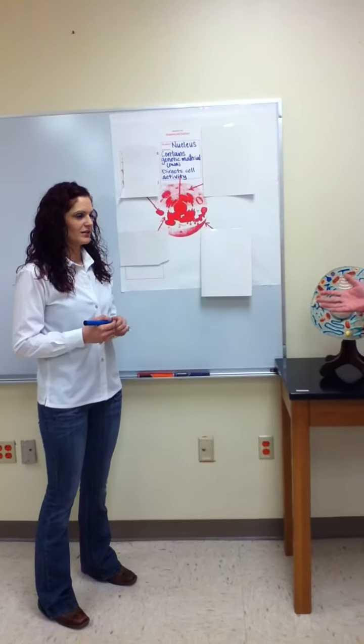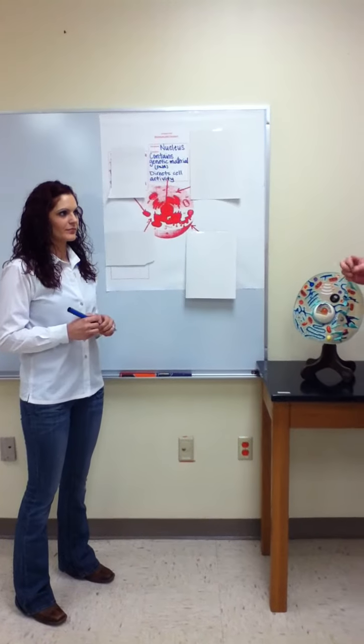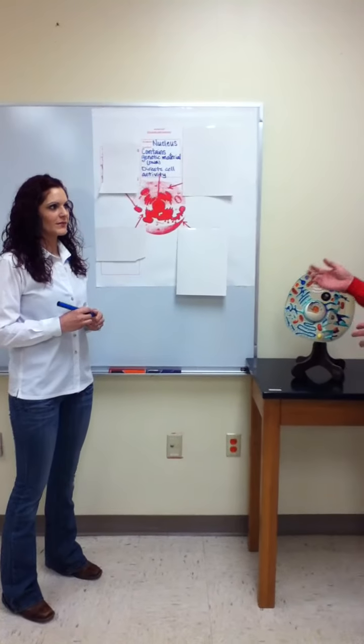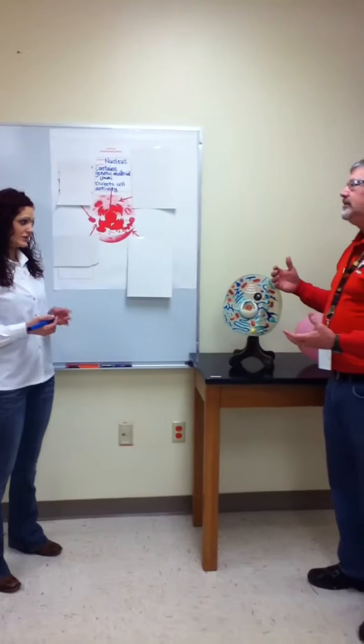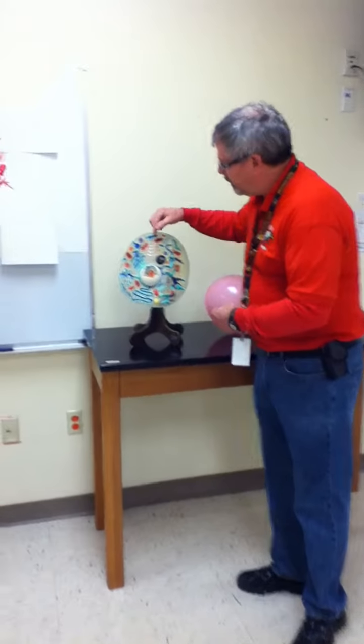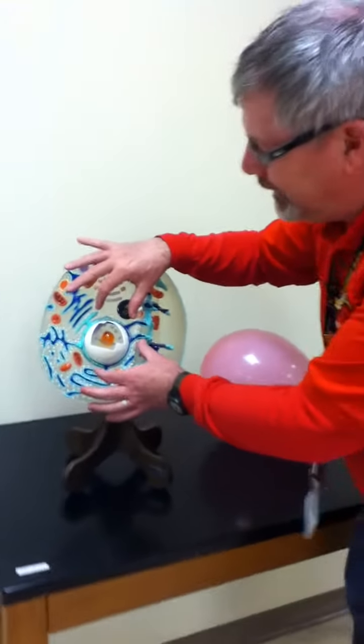What does organelle mean? Well, it's kind of like an organ, except cells don't really have organs, but they're like organs, so we call them organelles. So they're like little parts of the cell? Yeah, they're like little parts of the cell. Very good. So let's talk about the first little part of the cell. We're going to talk about the nucleus.